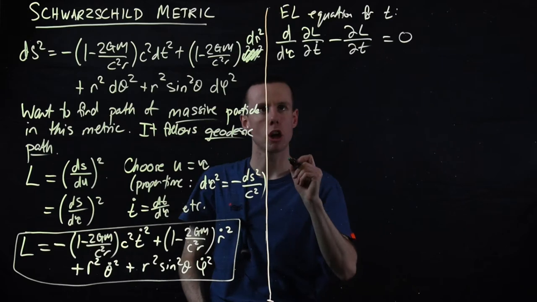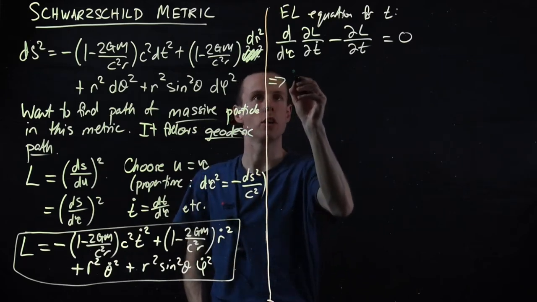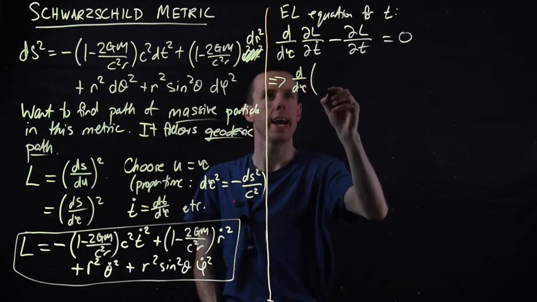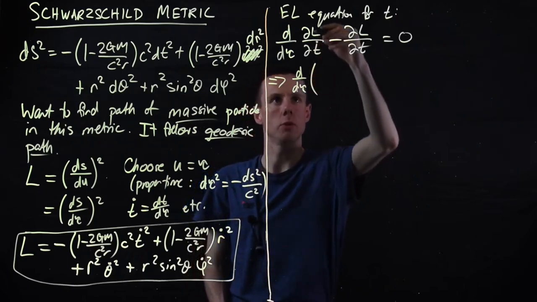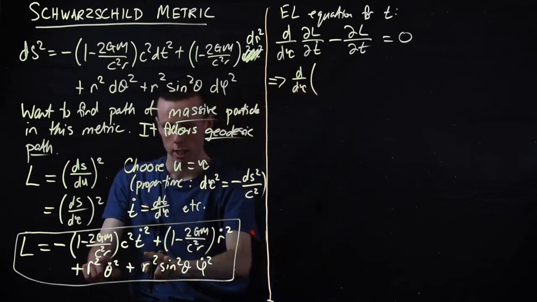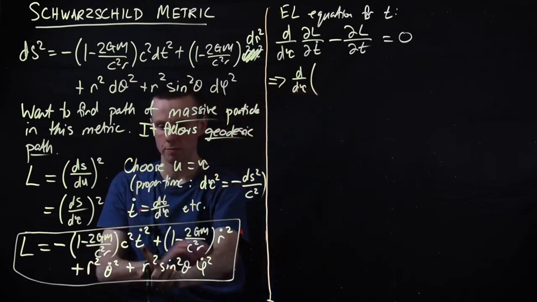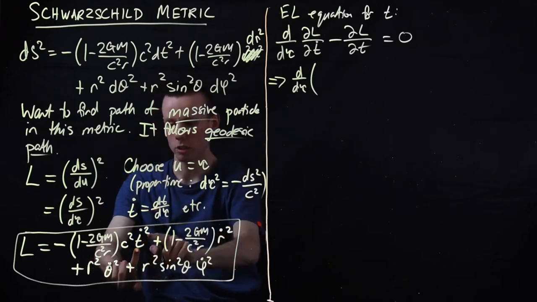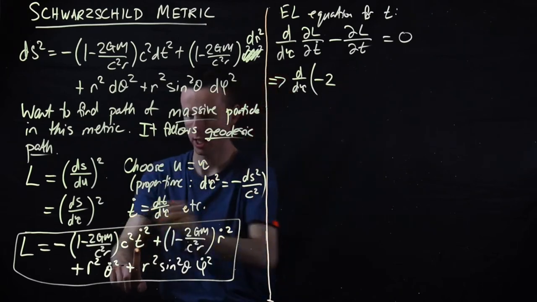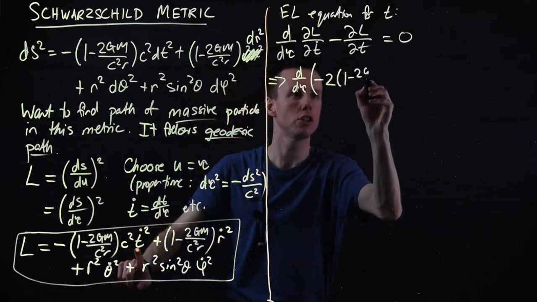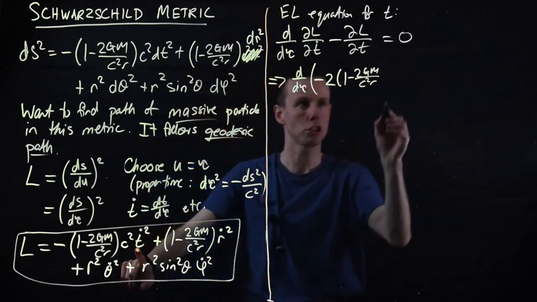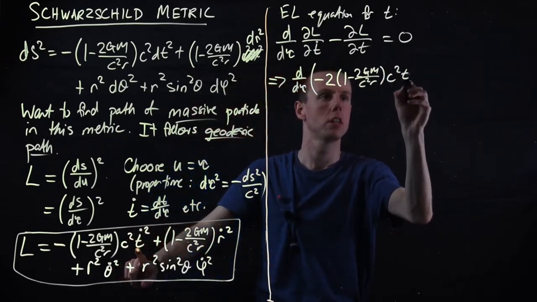Let's work out the different bits. Let's keep that d by d tau, and then in brackets we'll put dL by dt dot. Where do we have a t dot? Just here. So for dL by dt dot, you just take that power of 2 down in front. So you just have minus 2, times (1 minus 2GM over c squared r), times c squared t dot.